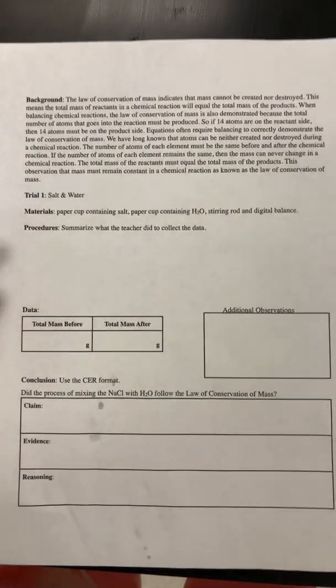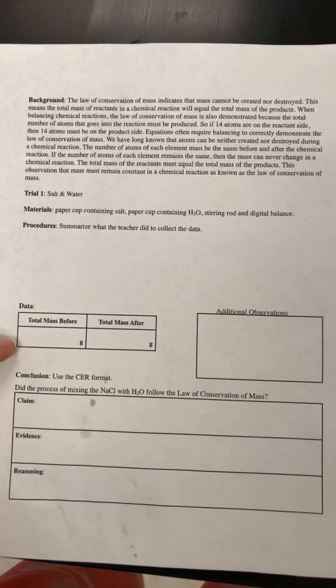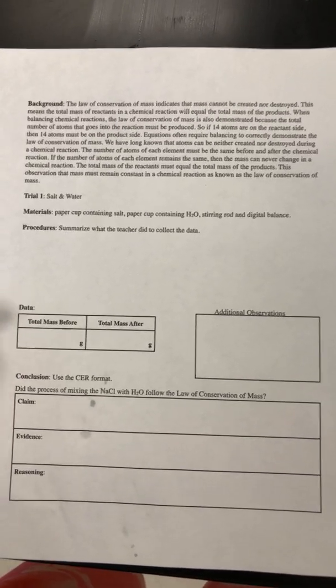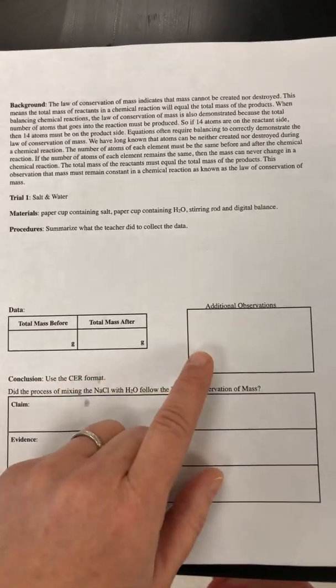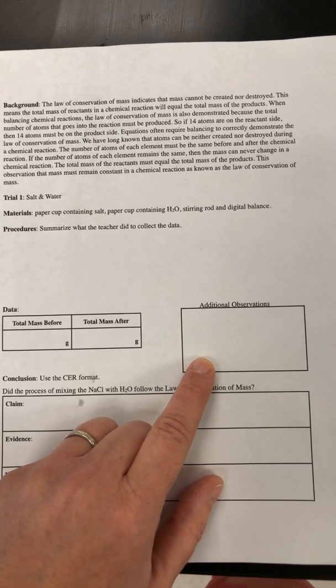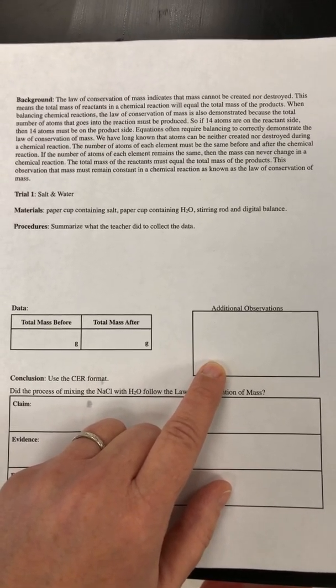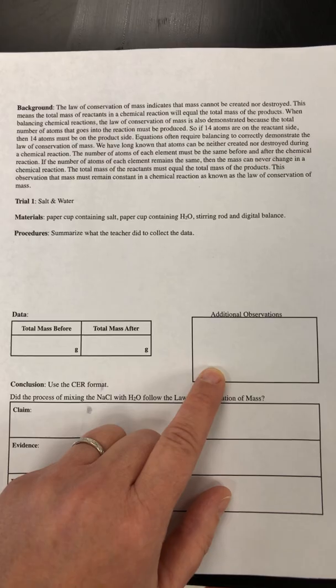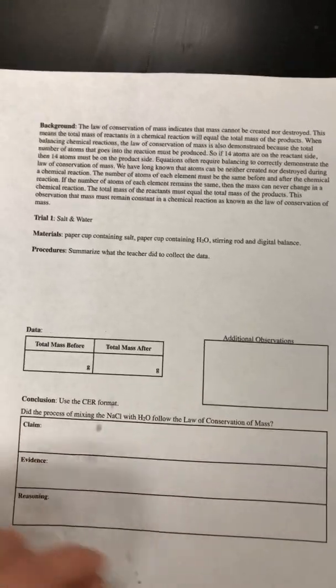So significant data, since we're talking about the law of conservation of mass, is measuring the mass, but then it's also important to look at other things that maybe happen during the lab and record additional observations. So let's start collecting the data.